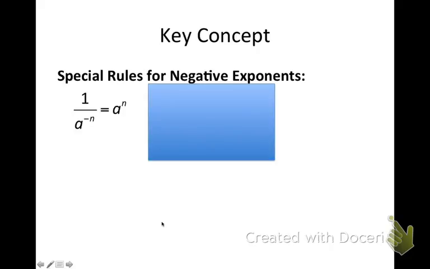Now let's go to the reverse of that. If I had 1 over a to the negative n, that would make it move back up to the numerator. So if I had, let's say, 1 over x to the negative 3, to make this negative 3 become a positive 3, we would shift it up to the numerator, which would just make it become x to the positive 3.